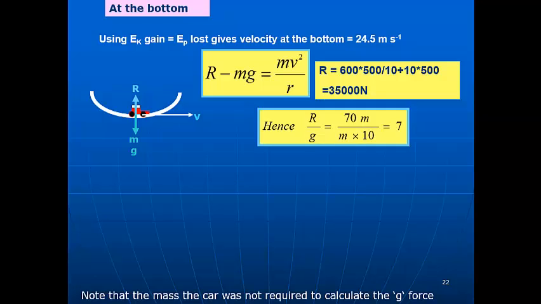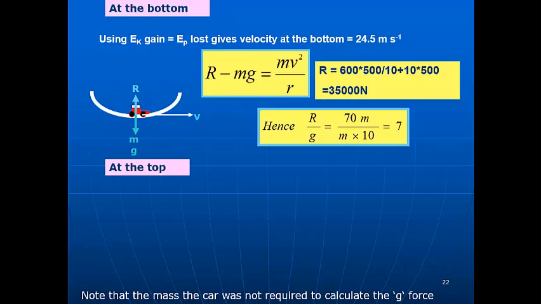But if we don't use the mass of the car, then we can find R with respect to g. So R in terms of g is really what we're looking for. We're looking for the g force. So our force is 35 kilonewtons, but our g force is 7. That basically means it's 7 times bigger than gravity.